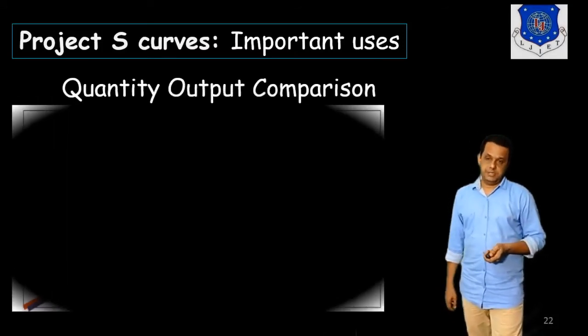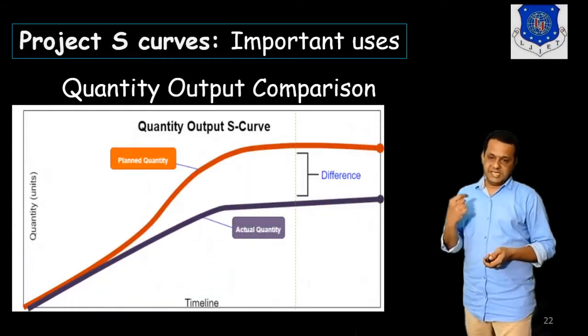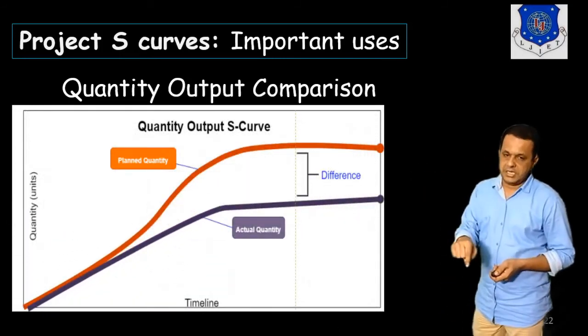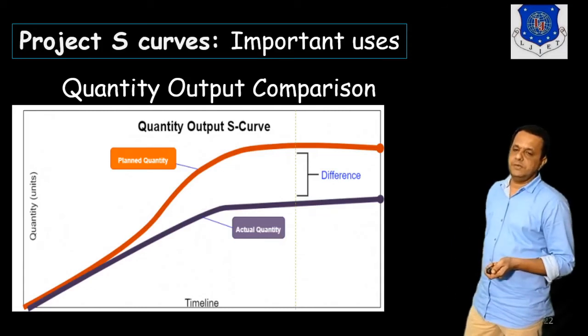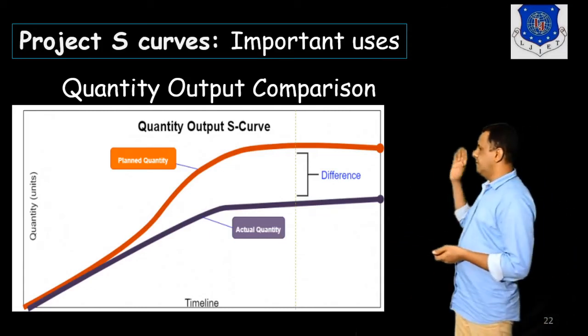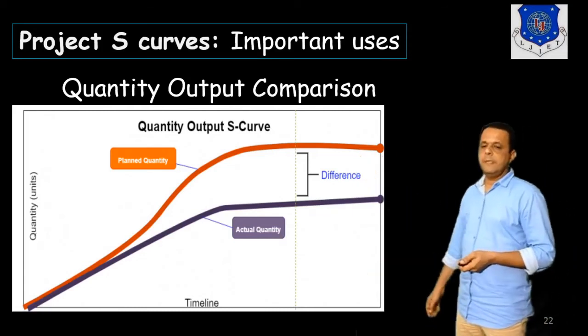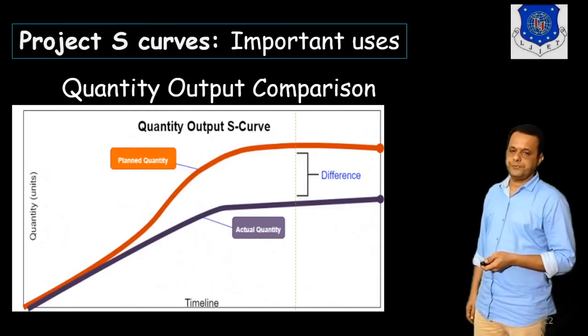Quantity output comparison. So what is the actual planned quantity and what is the actual quantity, and the difference will be identified with the timeline. Obviously our measurement parameter will be quantity.